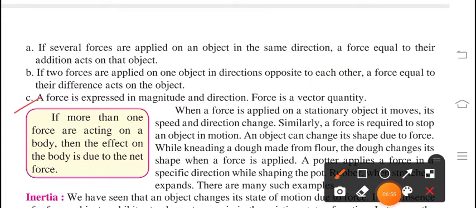See, a force is expressed in magnitude as well as direction. So we can say force is a vector quantity. Vector quantity, as I said to you previously, means it has magnitude as well as direction.